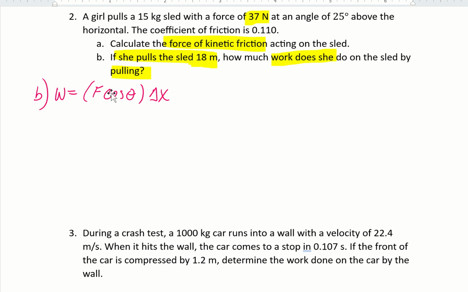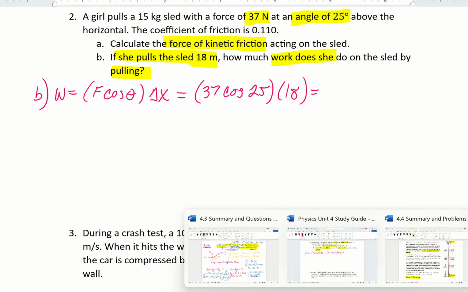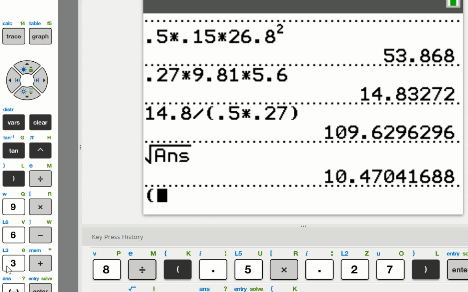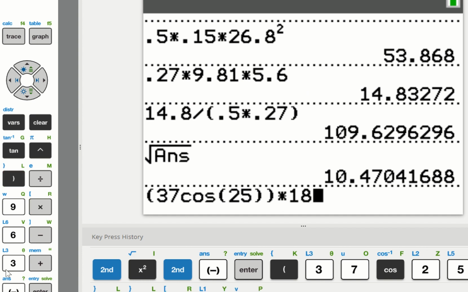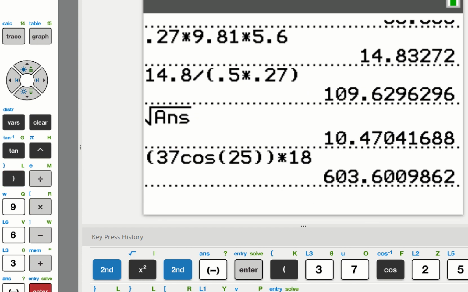If you're wondering, how do I know to use the cosine theta here? Well, I'm being told that we're pulling at an angle. So whenever we're pulling at an angle, then the cosine of theta is not going to be 1. It's going to be the cosine of 25. Okay? So we can plug everything in. 37 cosine 25 times the displacement, which is 18 meters. I get 604 joules.